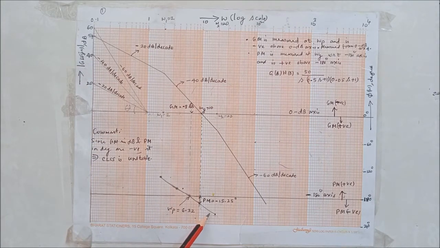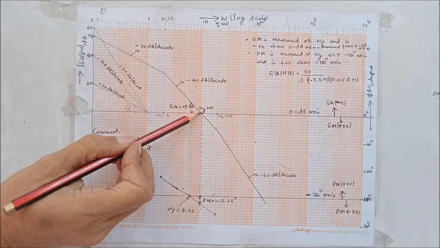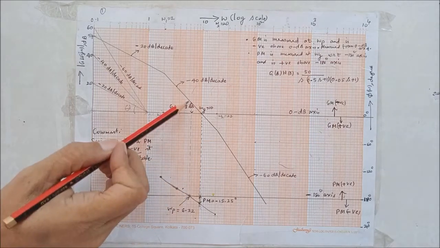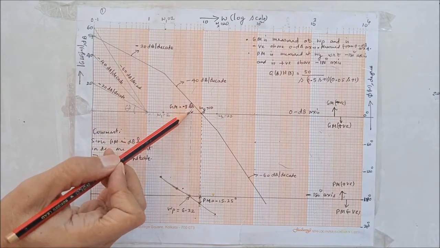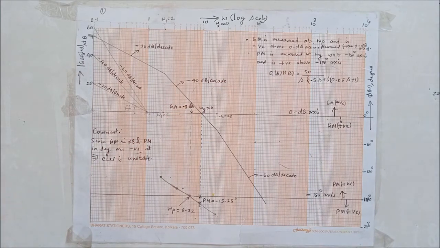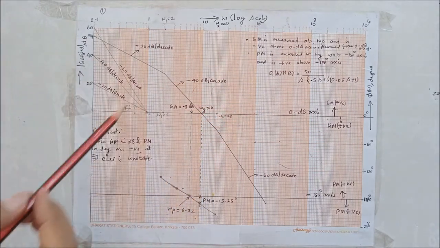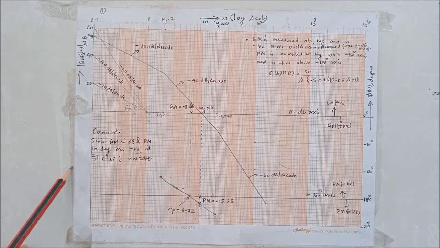I repeat once again, to measure phase margin from omega g, drop a perpendicular onto the phase diagram. Measure this intercept in divisions, multiply that by 6, that will give you minus 15.25 degrees. Gain margin is measured at omega p. From omega p, drop a perpendicular onto the magnitude diagram, measure this intercept and multiply it in divisions by 2. That will give you gain margin, with a minus sign because gain margin is negative above the 0 dB axis. Since both gain margin and phase margin are negative, the closed loop control system is unstable. I hope you have followed.